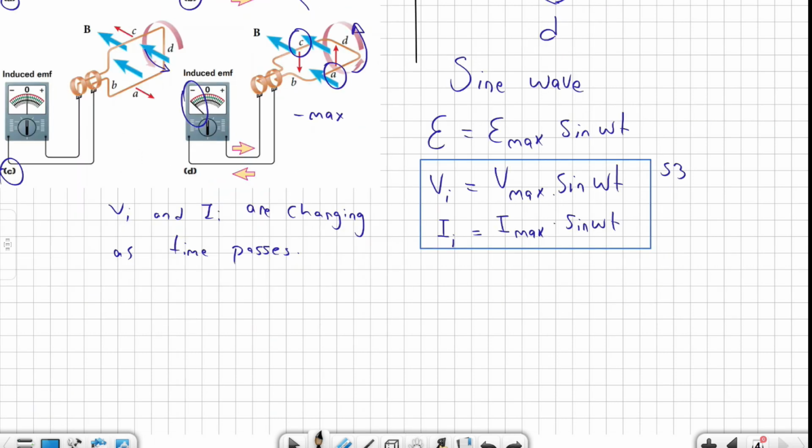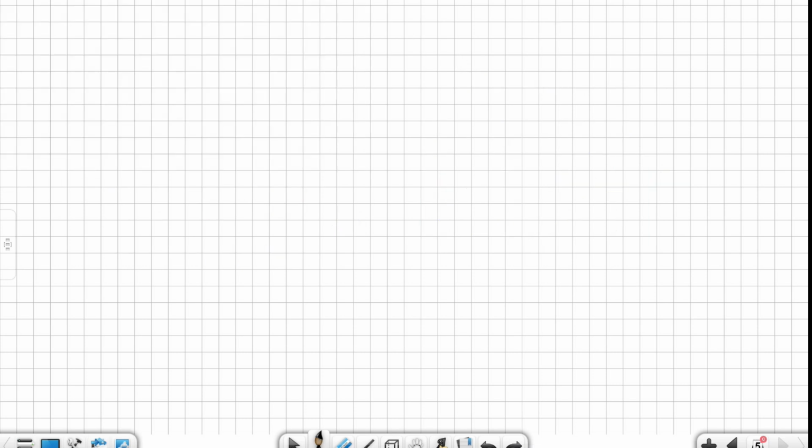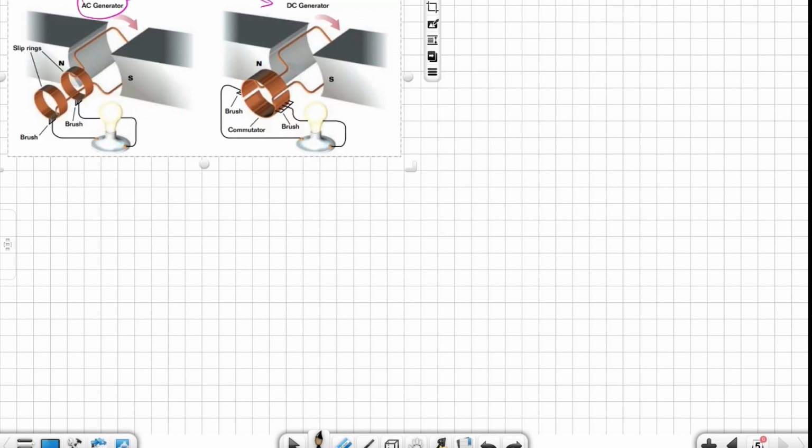We have another type of generator which is called a DC generator, and converting an AC generator into a DC generator is very easy. Simply convert these slip rings into split slip rings, which have a name, which is called a commutator. The commutators are actually split slip rings.